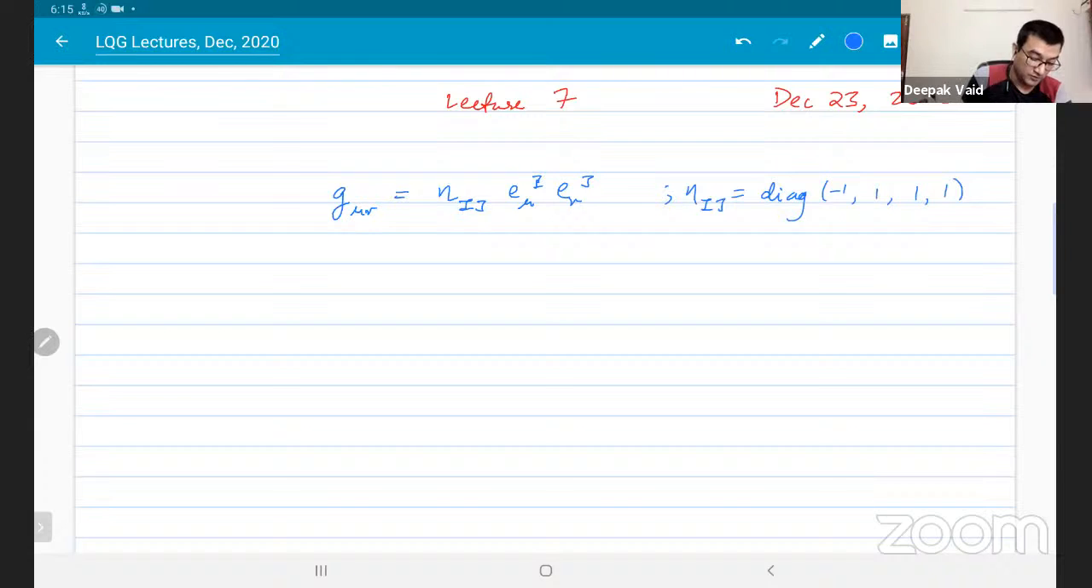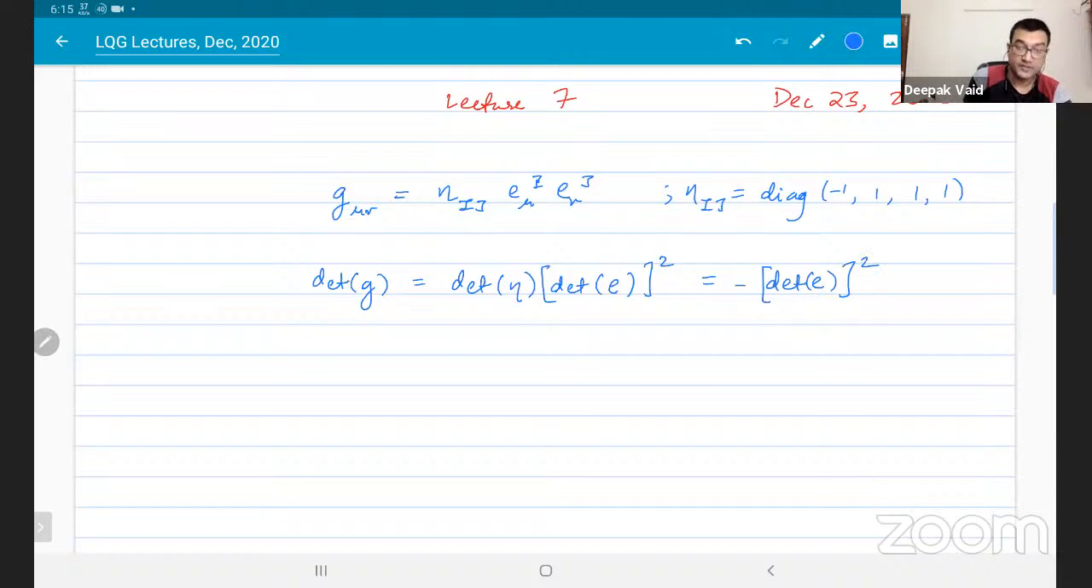All right. So now if you ask what is the determinant of G, it's going to be the determinant of eta times the determinant of E, and then this whole squared, because it's the product of these matrices. So the determinant will be the product of the determinants. The determinant of eta is minus, and this gives me det E squared. So we have that det E is equal to root of minus G.